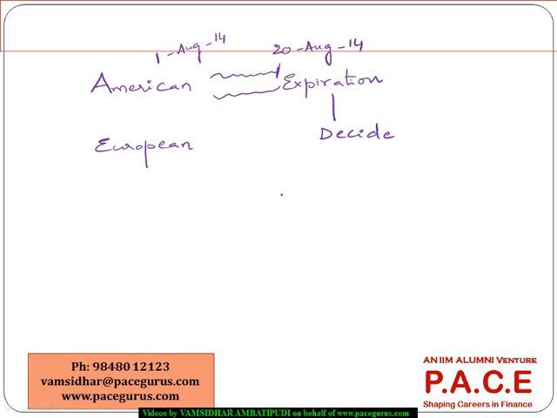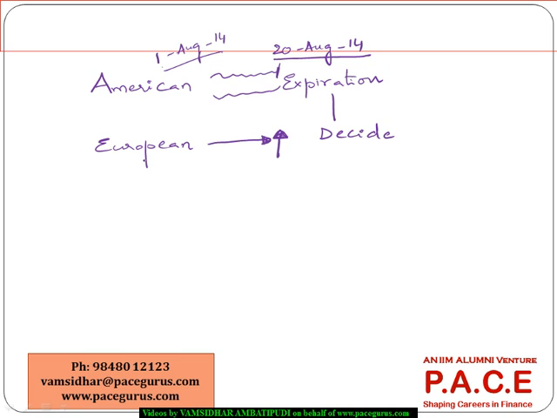But when we are talking of a European option, the exercise can happen only on the expiration date. Anywhere before the expiration date, all these days from 1st August to 20th August, even though there is a possibility of exercising the option, this position cannot exercise that option. That is the behavior of a European option, right? So that is one categorization of the options, European versus American.